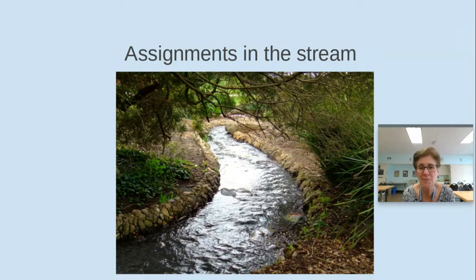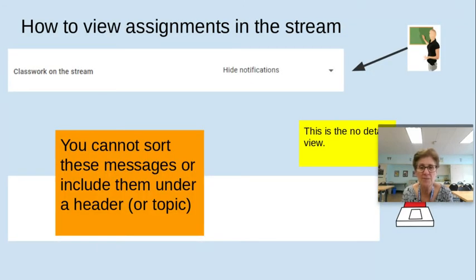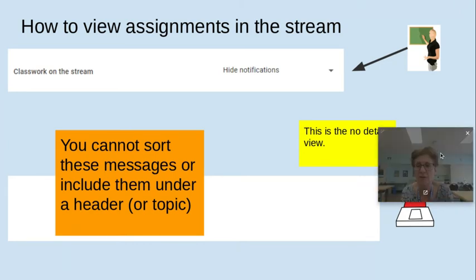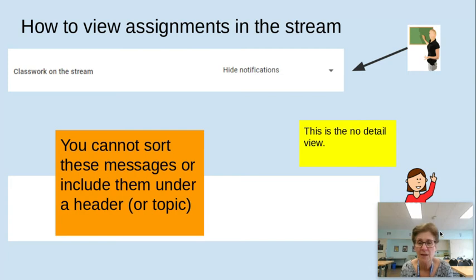Okay, assignments in the stream. I know you have to look really hard to see them in there, but what happens in Google Classroom when you create an assignment in classwork, it will also post on the stream. So it posts twice. And I think it's confusing to kids. They're not sure what to do. So, for example, if you do not want it to post, you have to go ahead and change it so it's hidden.